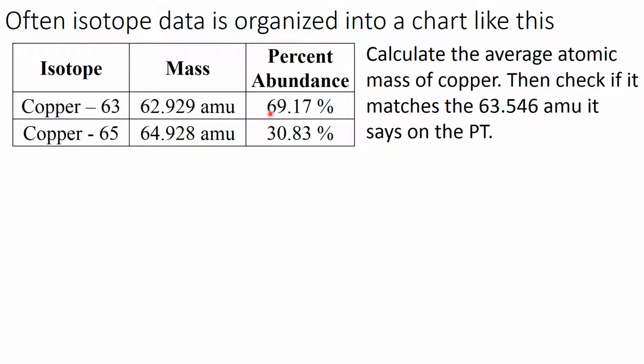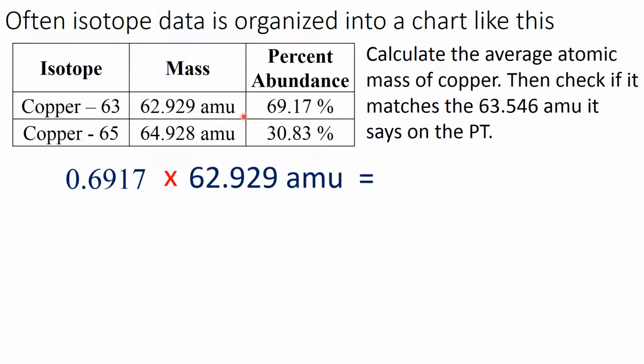We'll start by looking at the first one, copper 63. It has 69.17% abundance. So we have to move that decimal point over 2, and it becomes 0.6917. We'll multiply that by the 62.929 atomic mass units, AMUs. We're going to include the units in here. Make sure to show your units whenever you're given them.